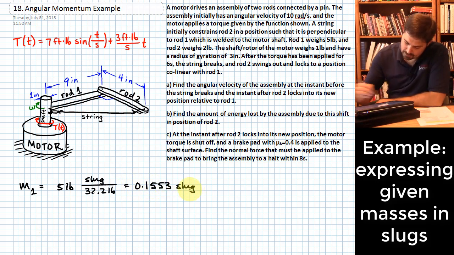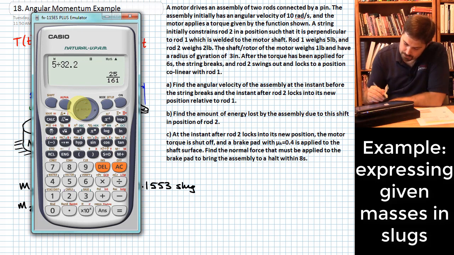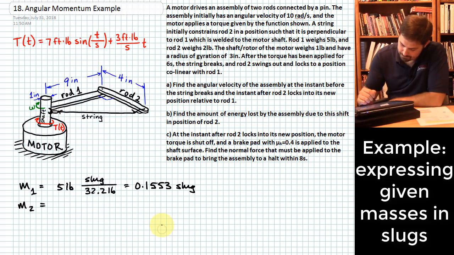slugs. Okay, what about the mass of rod 2? It'll be the same deal except rod 2 weighs 2 pounds, so not really different. All right, we'll just put in 2 divided by 32.2. Okay, 0.06211.